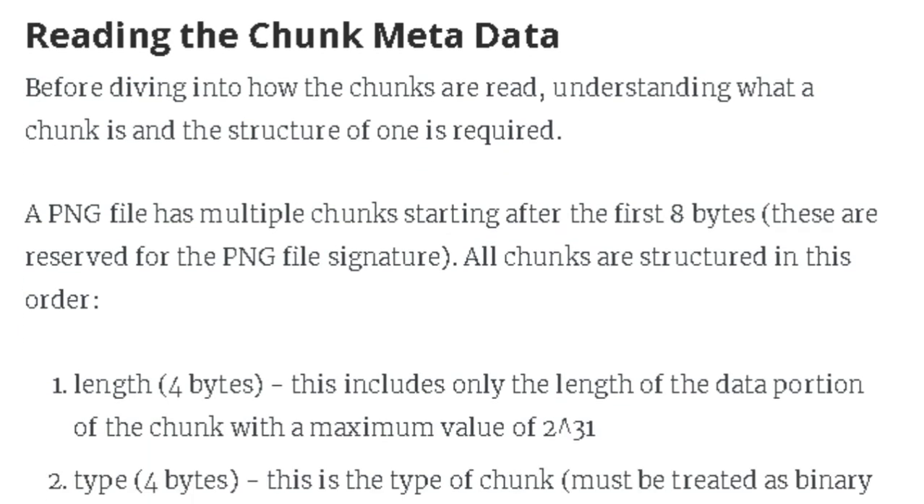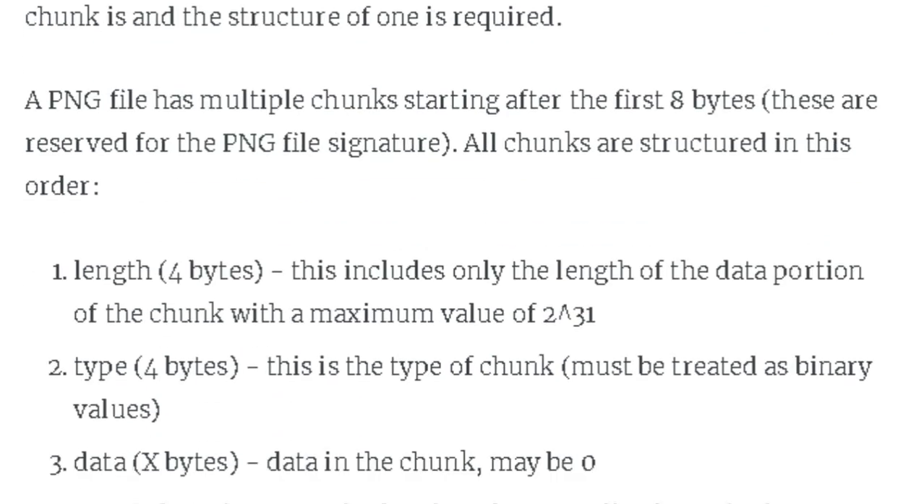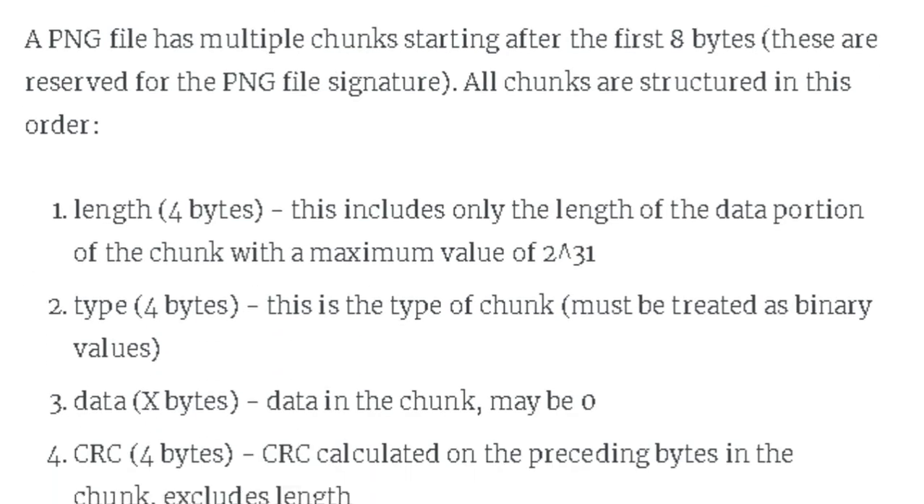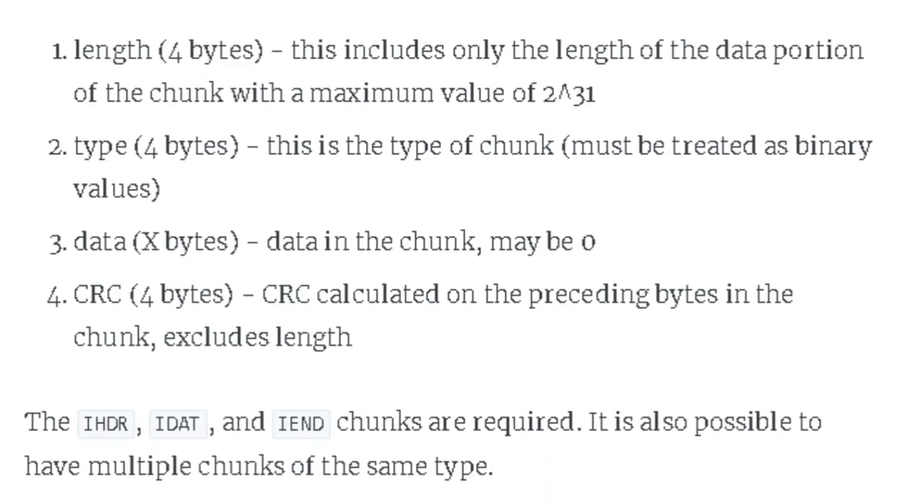Reading the chunk metadata. Before diving into how chunks are read, understanding what a chunk is and the structure of one is required. A PNG file has multiple chunks starting after the first 8 bytes. These are reserved for the PNG file signature. All chunks are structured in this order. 1. Length, 4 bytes. This includes only the length of the data portion of the chunk with a maximum value of 2 to the power of 31.